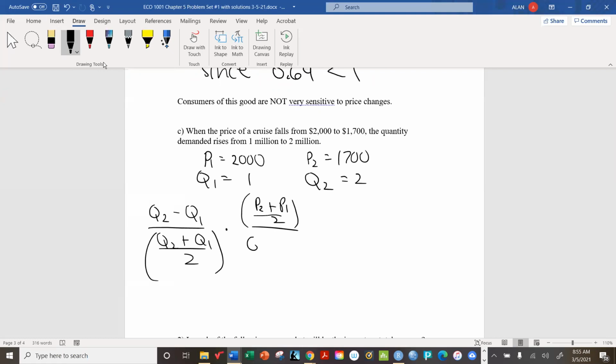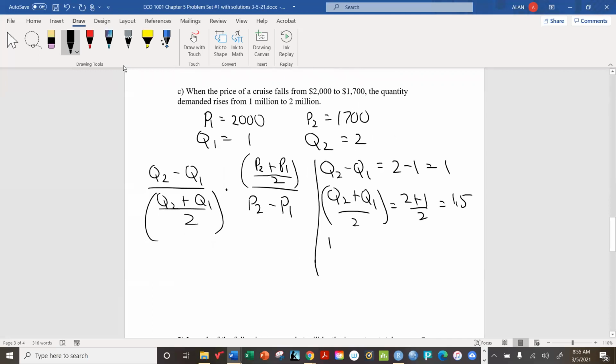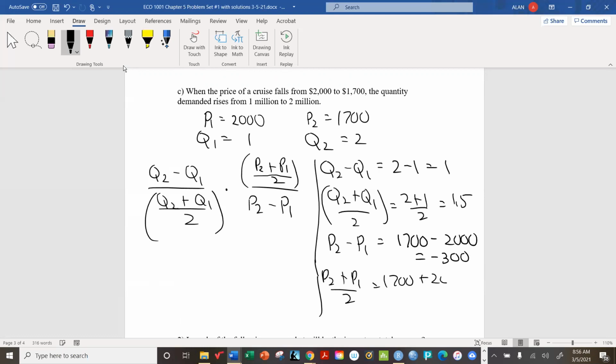Let me make it a little neater. All right, there we go. So then in the denominator, we have P2 minus P1. We may as well calculate these all one at a time. 2 minus 1 is 1. Now the average between the two of these is 1.5. And then for the prices, we have P2 minus P1 and then the average between the two of them, 1700 plus 2000 over 2 is 1850.